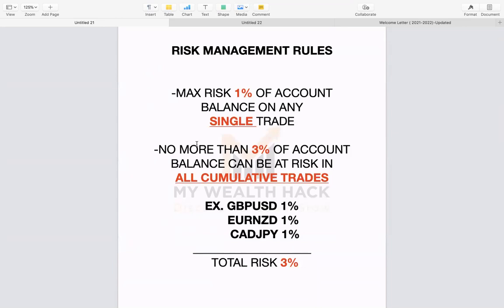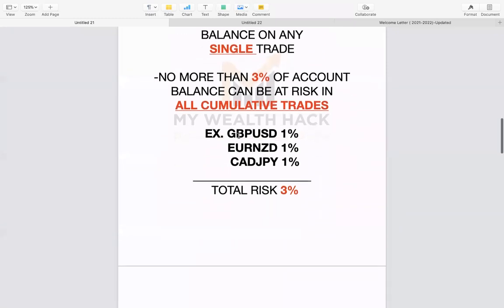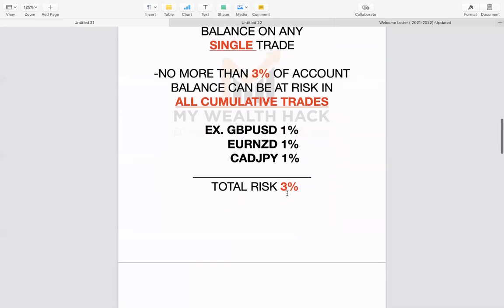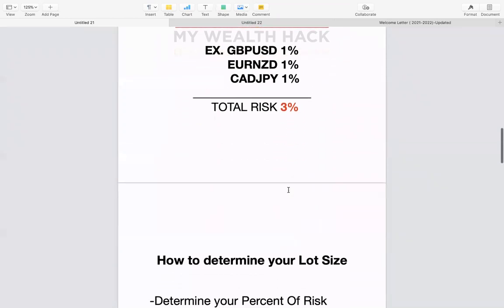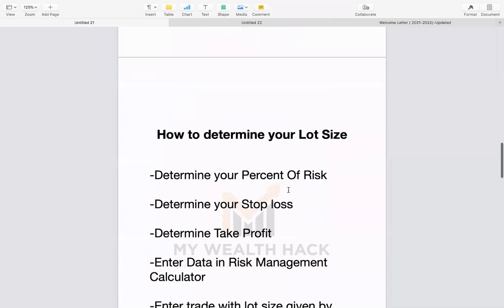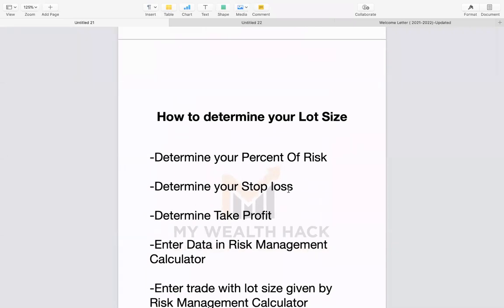Also, no more than 3% of your account balance can be at risk cumulatively at one time. For example, if I was in GU, I'm risking 1%, Euro NZD 1%, CAD JPY 1% equals 3% risk. Or you can break that down amongst 6 trades where you're risking 0.5% each, whatever way floats your boat, but we want to limit our exposure.